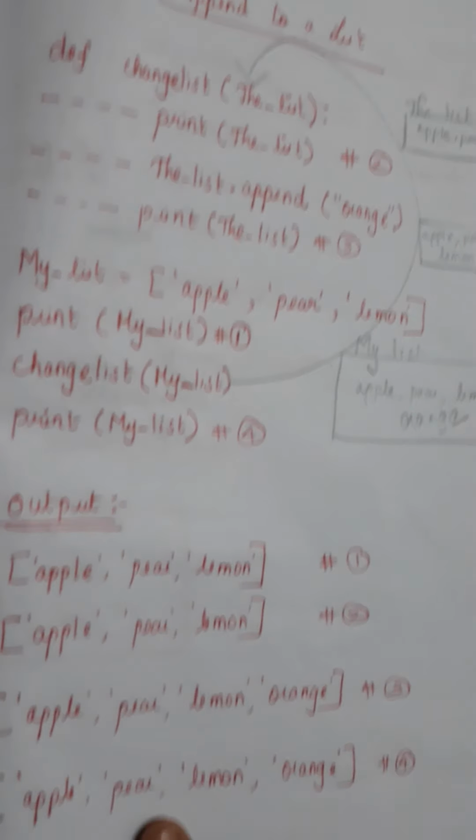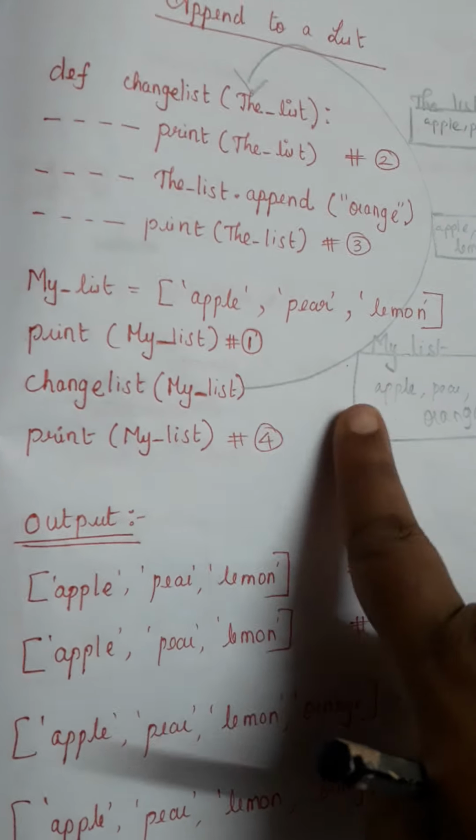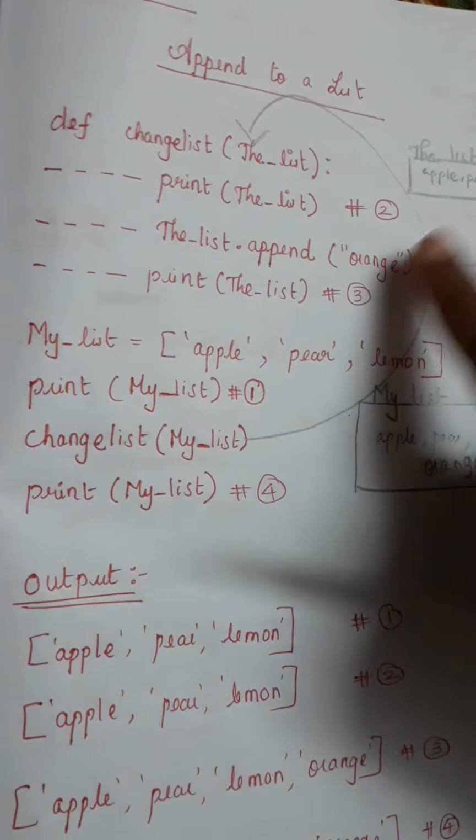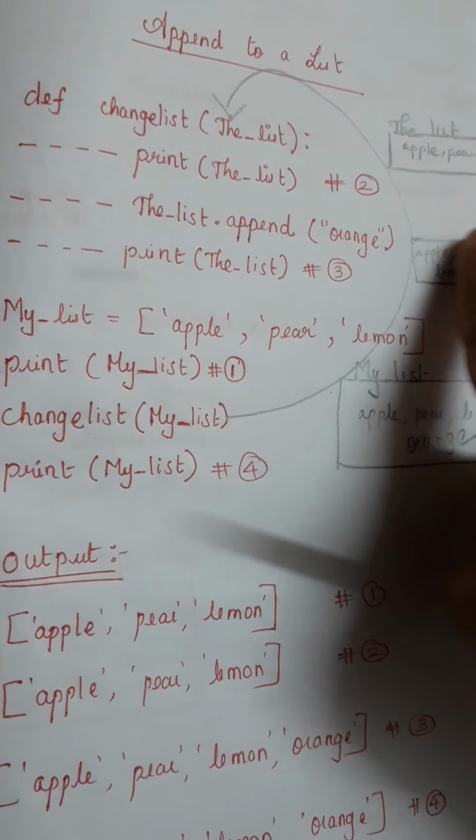So the output is, first this line is printed: apple, pear, lemon, the original list. Then I am calling the function, so the original list apple, pear and lemon. Then the third output after appending is apple, pear, lemon and orange.